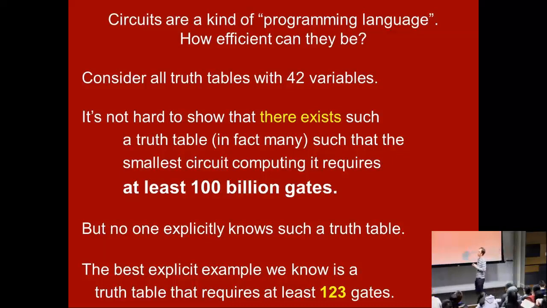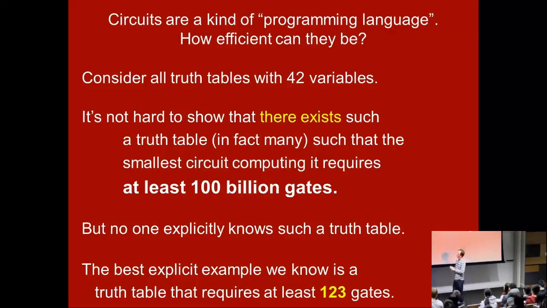Let's think about all the truth tables that have 42 variables. It's not too hard to show, and we're going to show this eventually, that there's some 42 variable truth table such that if you want to build a circuit that computes it, you need at least 100 billion gates. That's pretty big. Even though it has only 42 variables, you can have a really complicated truth table. The smallest circuit implementing it uses at least 100 billion gates.